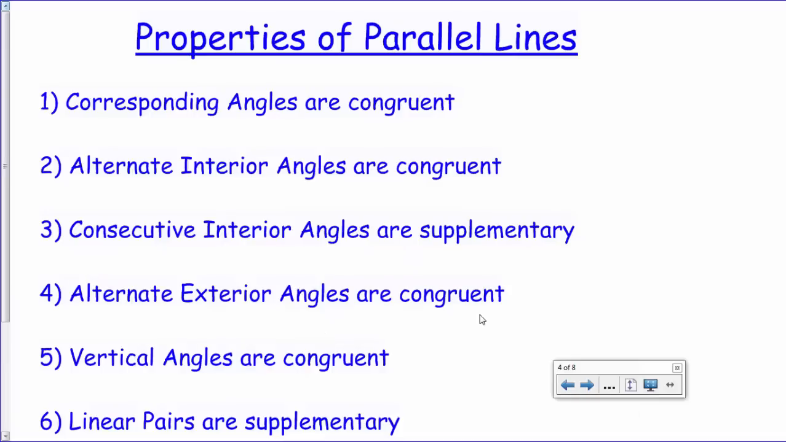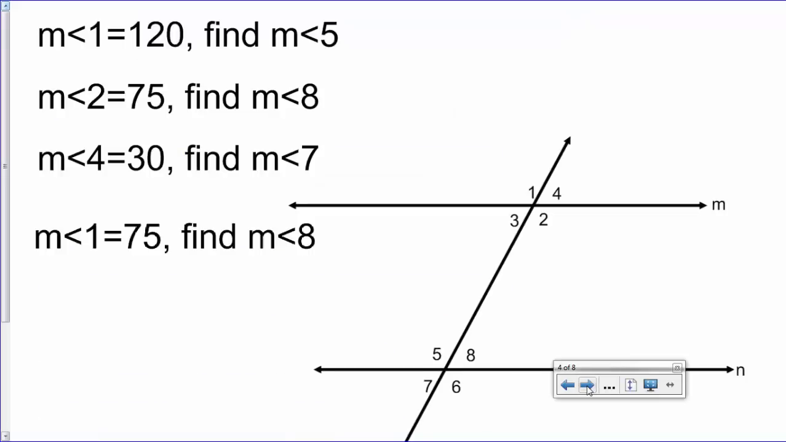Next, we'll take a look at the properties of parallel lines. These are all of the angle pairs that we just looked at in the last examples with the pictures, and this tells us what about those angles. All of them, corresponding angles, alternate interior angles, alternate exterior angles, and vertical angles that we have listed in 1, 2, 4, and 5 are congruent. In other words, same measure. Consecutive interior angles and linear pairs are all supplementary. Again, supplementary means that the sum of two angles equals 180 degrees.